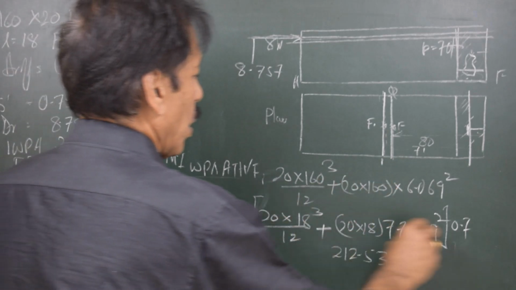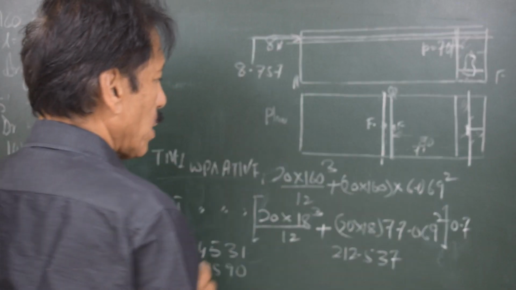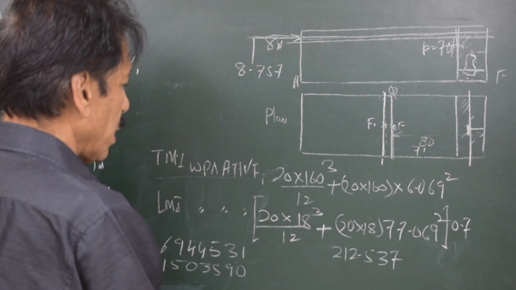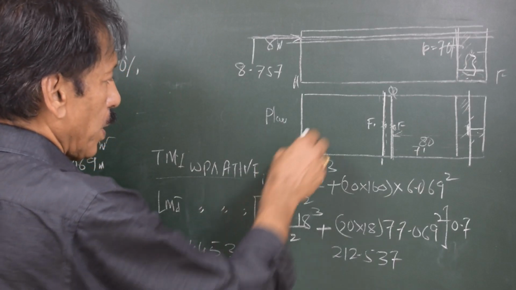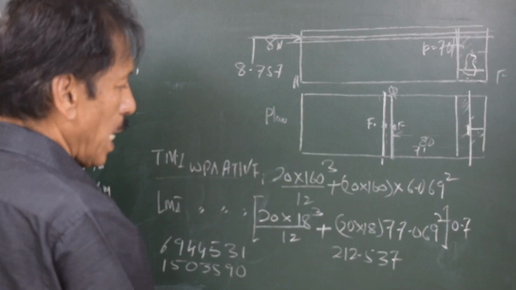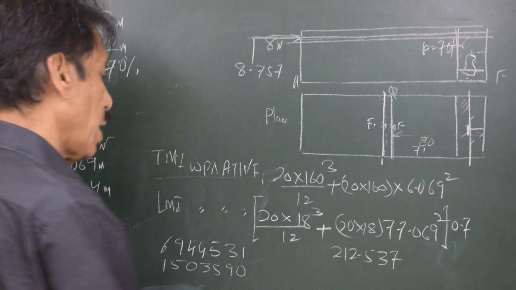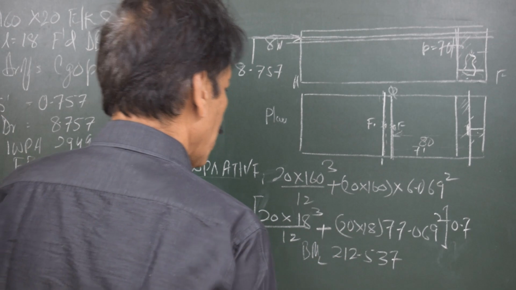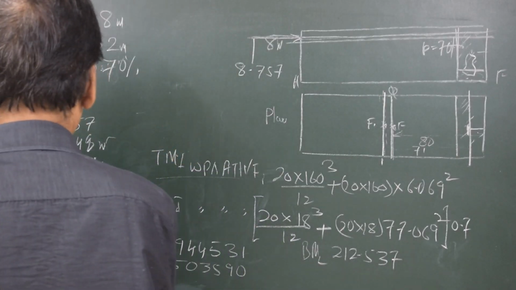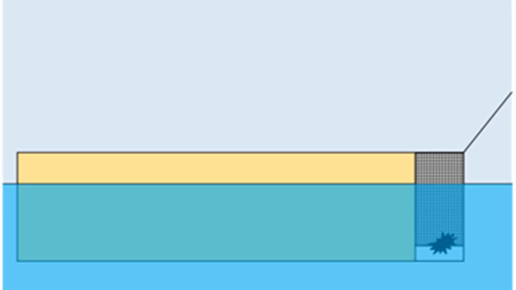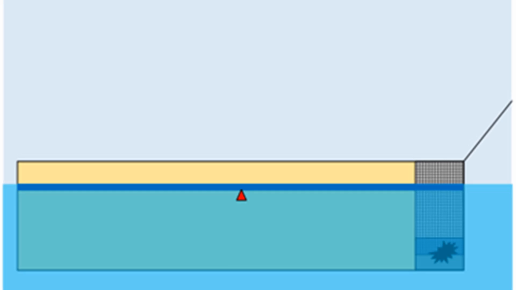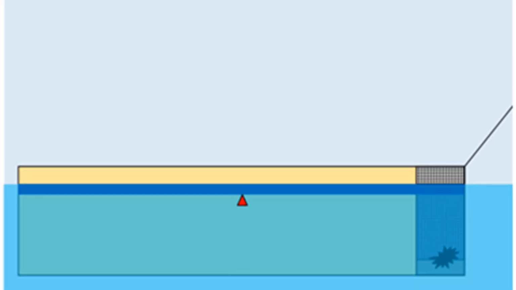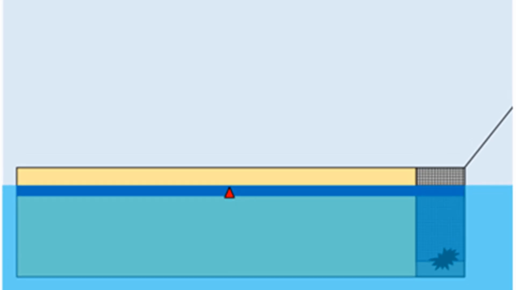So this is the total moment of inertia about this axis. This is the lost moment of inertia about the same axis. We subtract, and the difference is divided by the intact, that is the initial, underwater volume. What we get is the BML, 212.537. Now let's do the last part of the calculation.